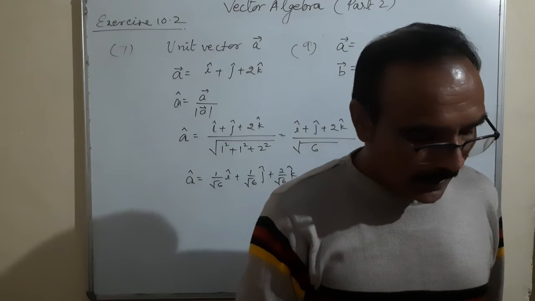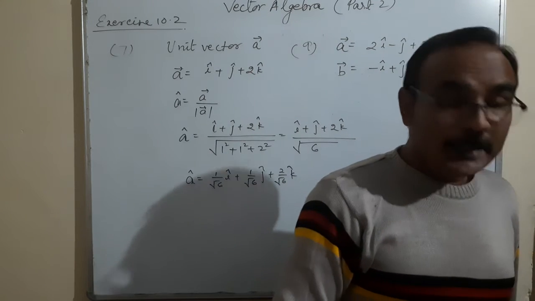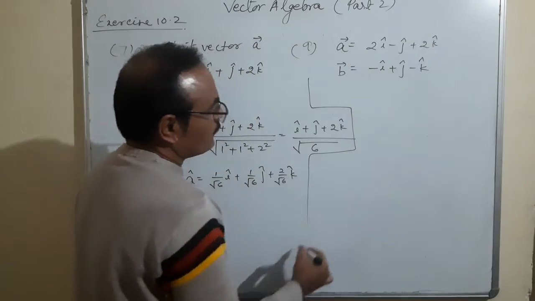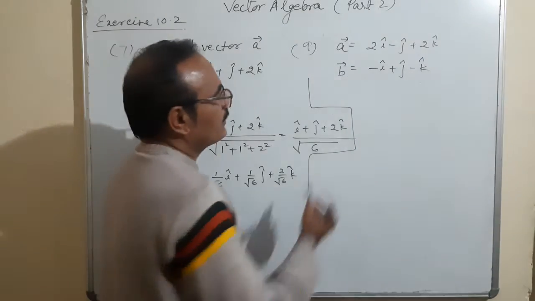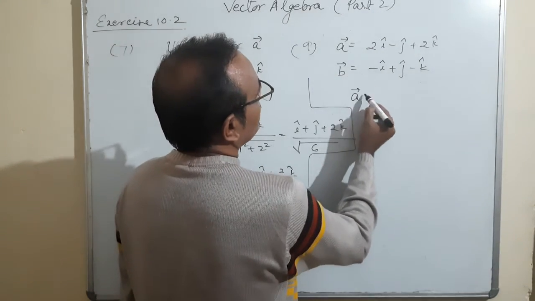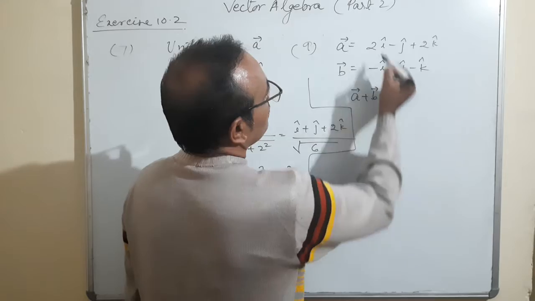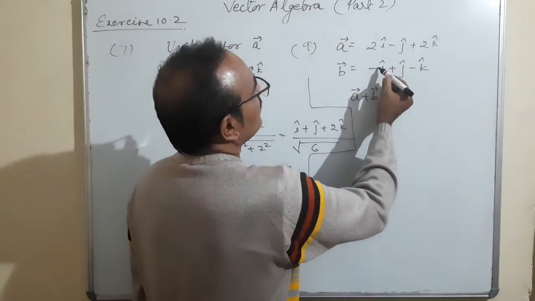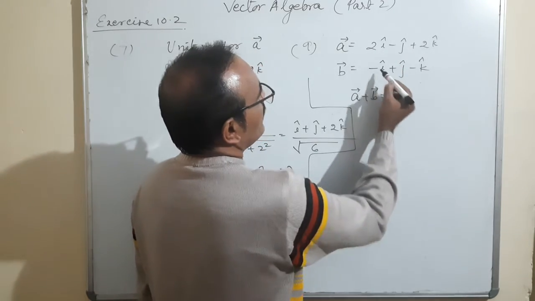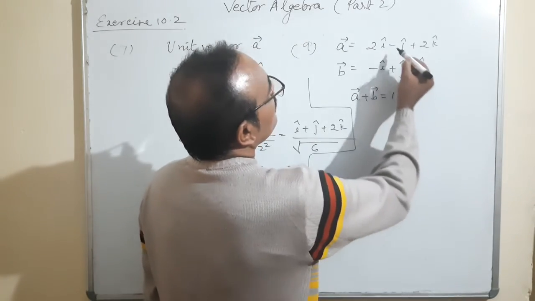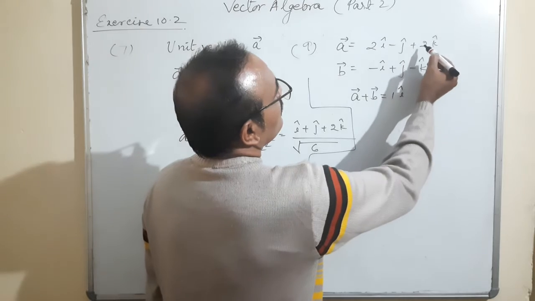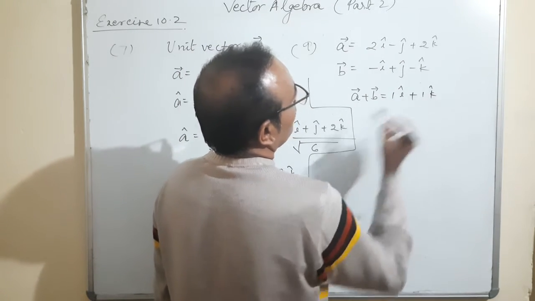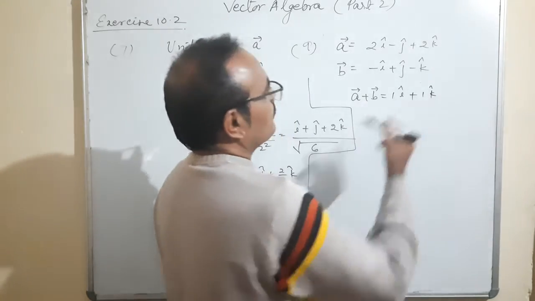Find the unit vector in the direction of the vector a plus vector b. We are going to find the unit vector in the direction of vector a plus vector b. So let us see, first we'll have to find vector a plus vector b. It's very simple. i, j and k like terms. 2 minus 1 is 1i. Minus j plus j is 0. And 2 minus 1 is 1k. This is a plus b.